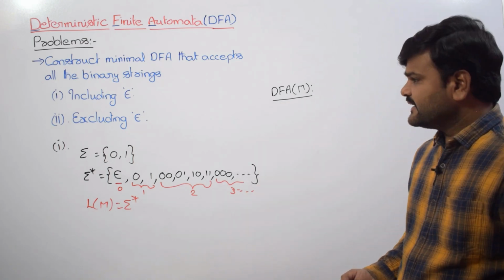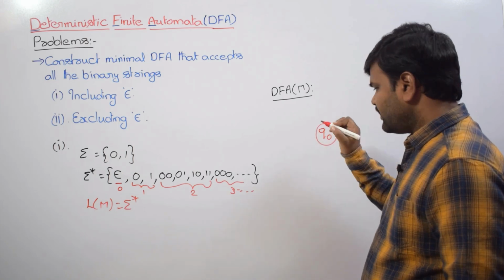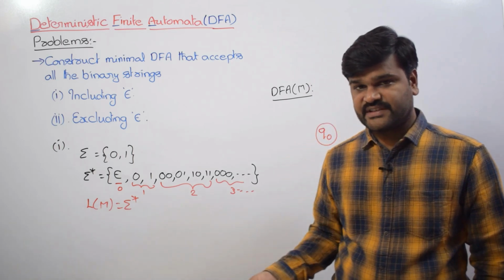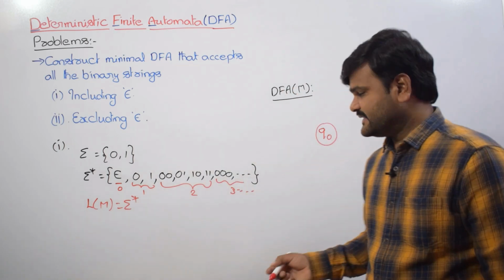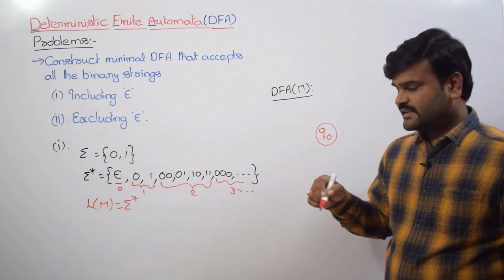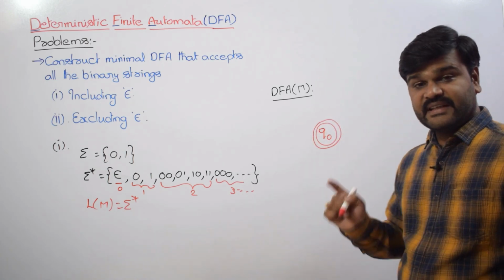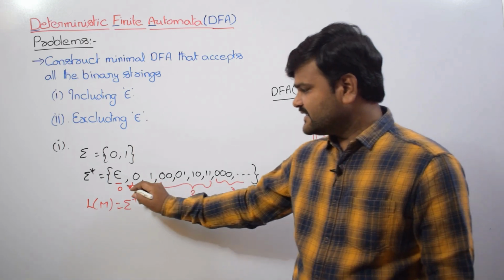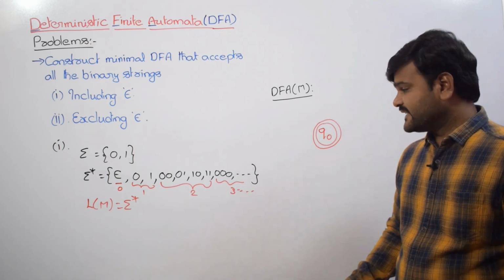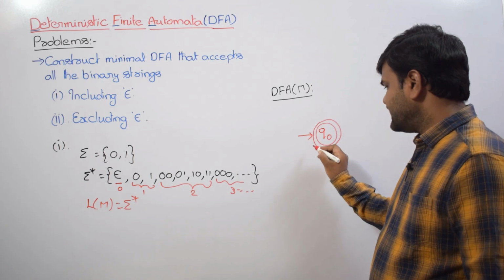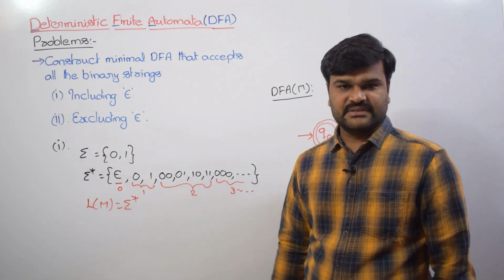So I am going to take only one state, q0. Always try to remember: if you want to construct a machine accepting the 0 length word, then, as we discussed in one of the notes, the initial state must be a final state. Only then is the 0 length word possible in the language of the machine. That is why q0 is the initial state, and because it is also a final state, it accepts the 0 length word.